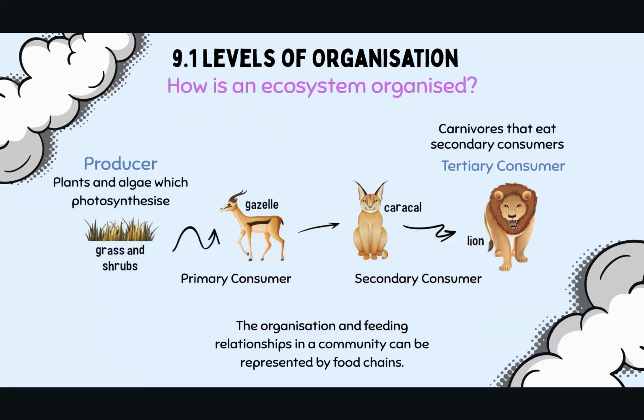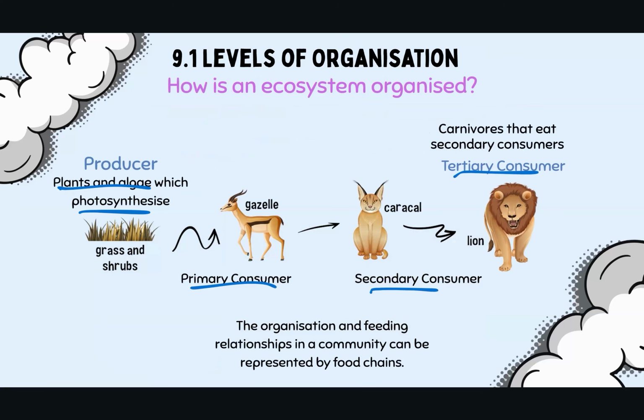So how is an ecosystem organized? You've got your producers, and producers are your plants and algae, etc., that have chloroplasts to help them photosynthesize. So they are the ones that are able to make their own food. They are eaten by primary consumers. Secondary consumers eat the primary consumers, and then you have tertiary consumers that eat the secondary consumers.